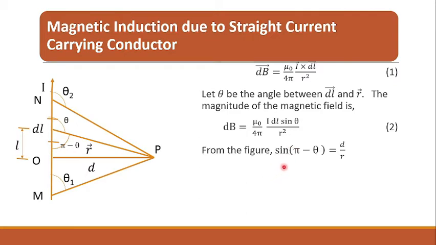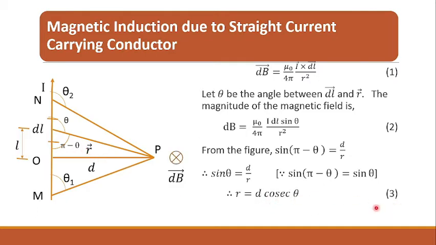From the figure, we can see that sin of pi minus theta is equal to d upon r. Since sin of pi minus theta is equal to sin theta, we get sin theta is equal to d upon r, and therefore r is equal to d cosec theta. Let us call it equation 3. So the direction of the magnetic induction is inside the plane of the figure.